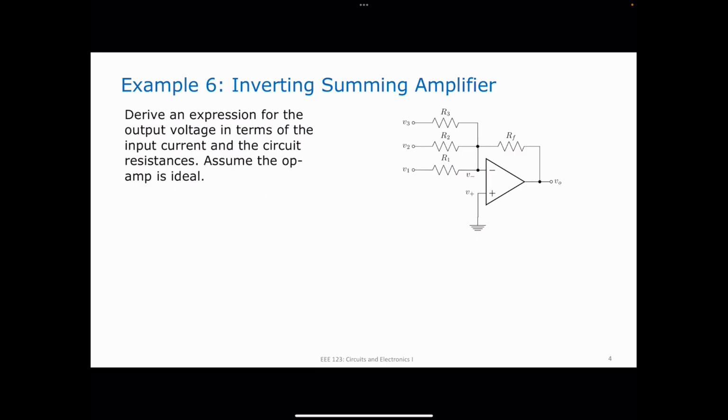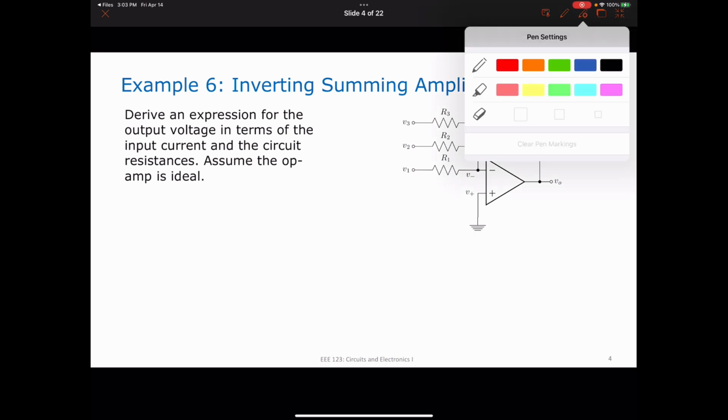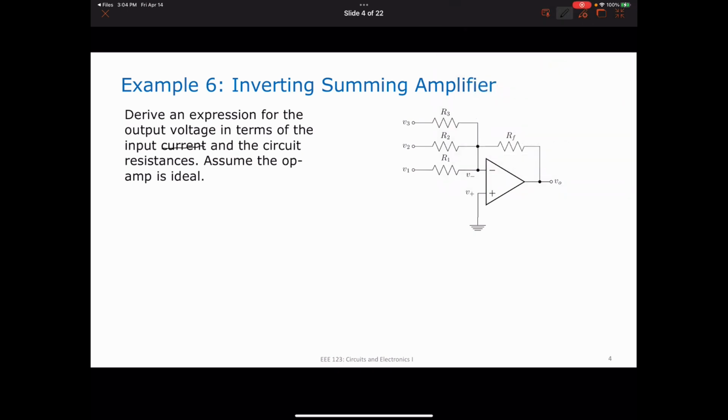Okay, so here is the sixth example. This is that of an inverting summing amplifier. So again, the problem is to derive an expression for the output voltage in terms of the input voltages and the circuit resistances. Assume the op-amp is ideal.